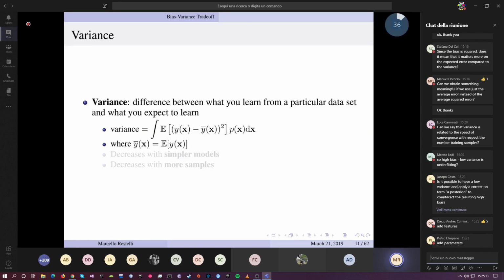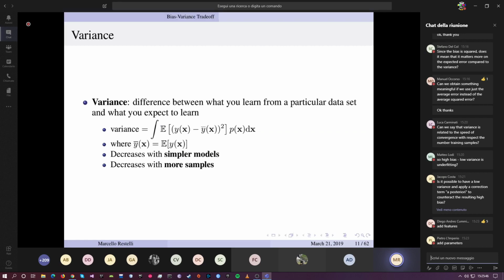How can we reduce the variance? Okay, of course, in the reverse way of what we have for reducing the bias. So to reduce the variance, we can use a simpler model. So fewer parameters, fewer features if we are in a linear regression. But with the variance, we have also another way of reducing this part of the error, that is adding more samples. And adding more samples always works. Pay attention that adding more samples does not reduce the bias, but reduces the variance.